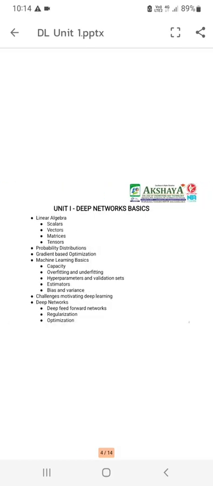Unit 1 is all about Deep Network Basics, in which we are supposed to learn linear algebra, probability distribution, gradient based optimization techniques, machine learning basics, and challenges that are motivating deep learning and deep networks. Before entering into the subject, let's see the mapping between course outcomes and POs.